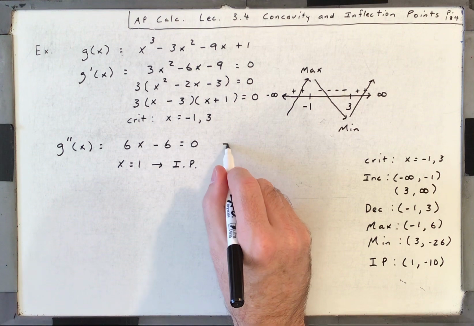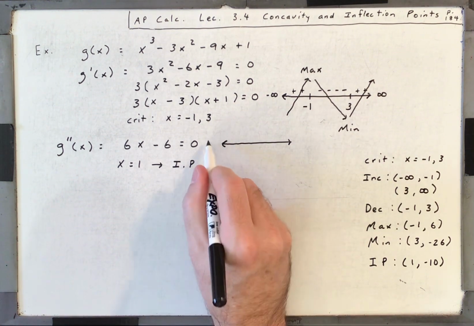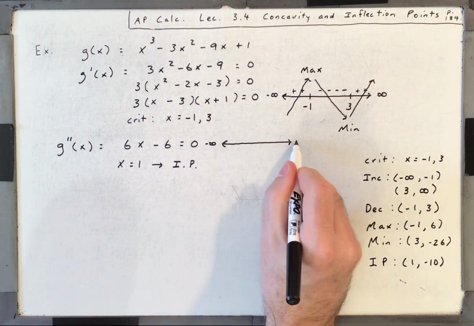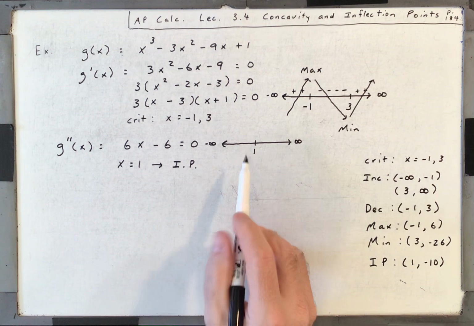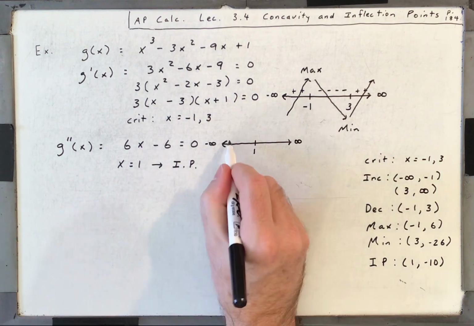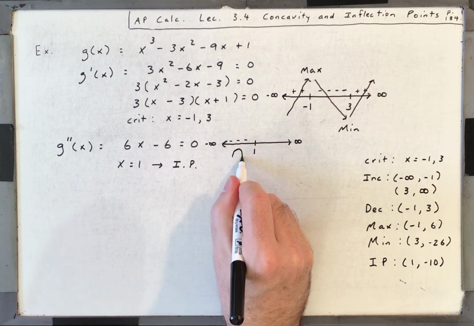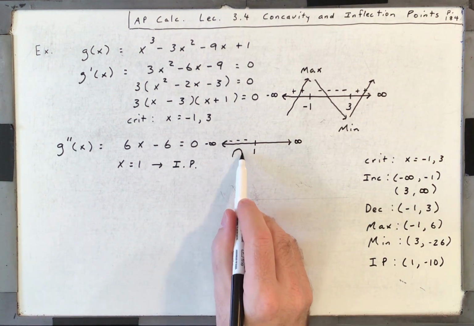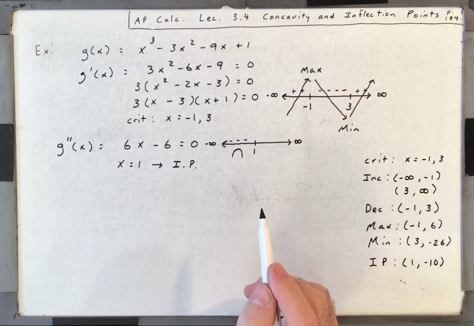Now I'm going to do a sign line for the second derivative. Put in our inflection point. A good number to the left of 1 would be 0. So 0 minus 6 is negative 6. So it's concave down. I like to just draw a concave down symbol there. Or you could write CCD if you want.